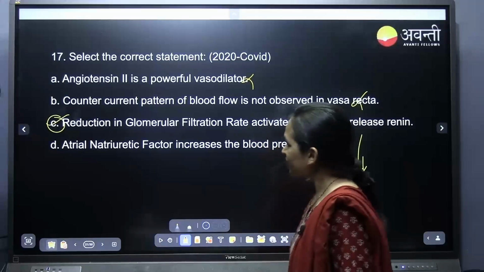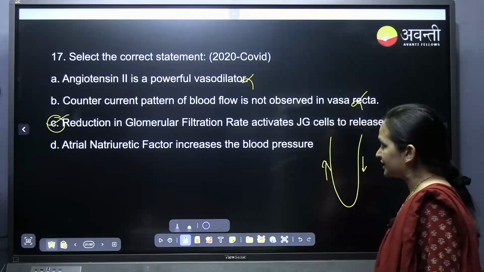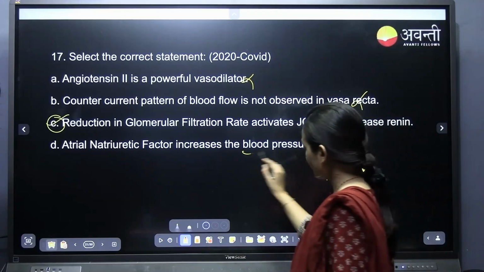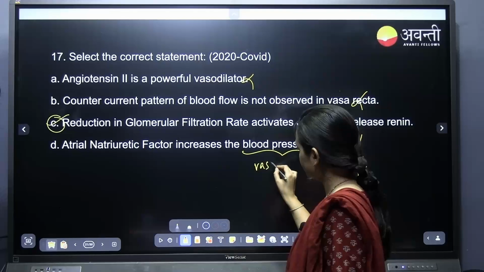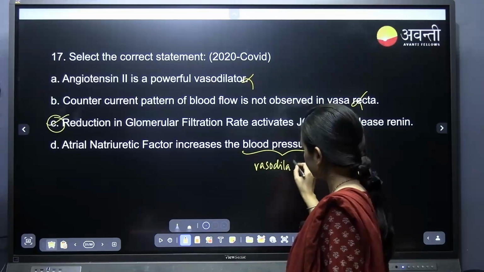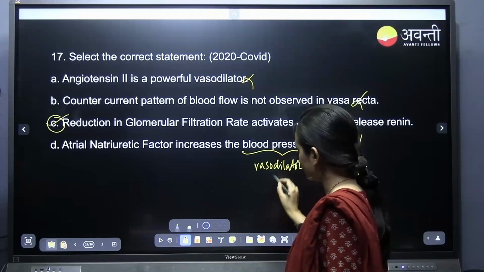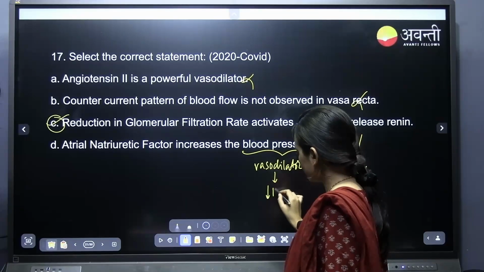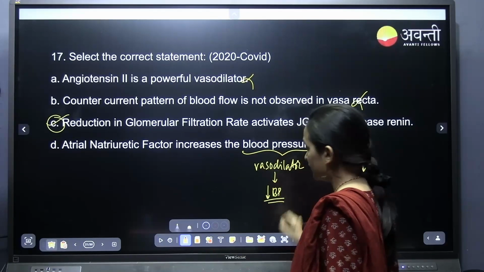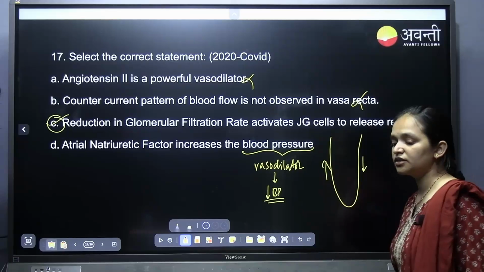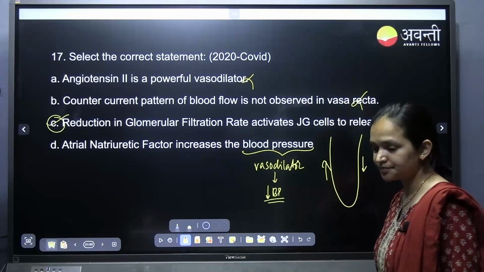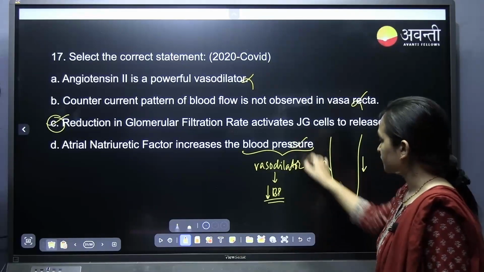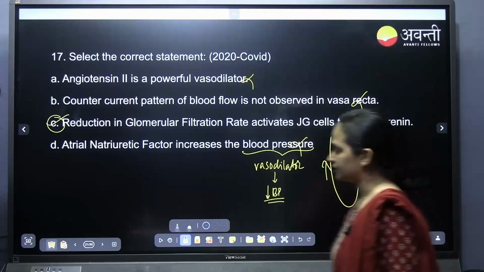Atrial natriuretic factor increases the blood pressure. Actually what does it do, tell me? Vasodilator. It decreases the blood pressure. ANF decreases the blood pressure, not increases the blood pressure. Understood? This is wrong, which means C is the correct answer. Very good, children.